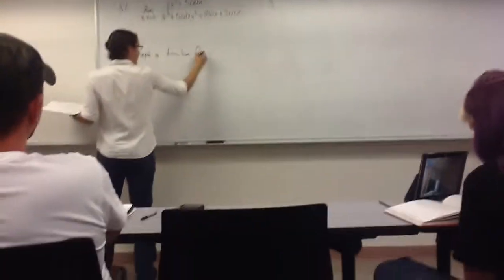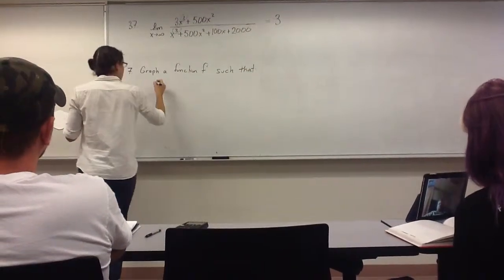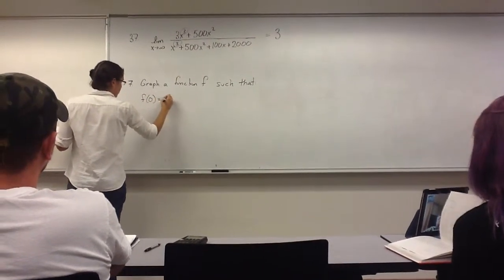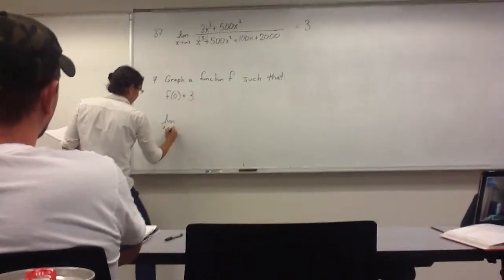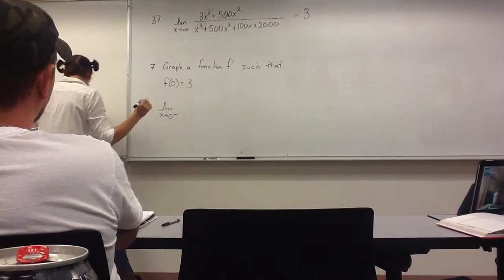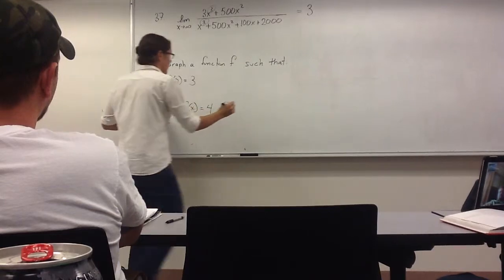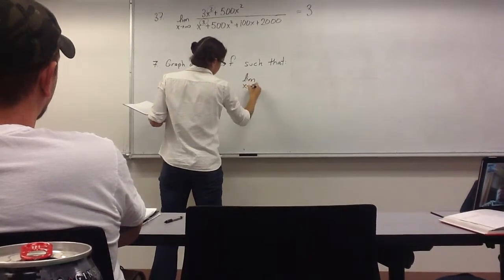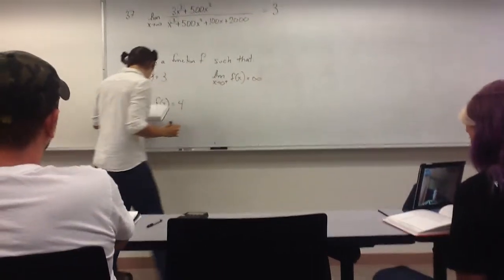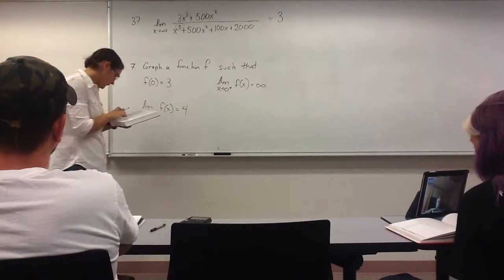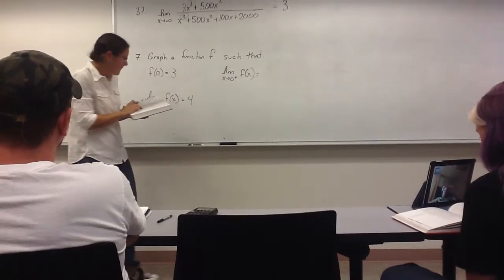function f such that the following requirements are met. f of 0 is equal to 3. The limit as x approaches 0 from the left of f of x is equal to 4. The limit as x approaches 0 from the right of f of x is equal to infinity. Oh, no, sorry, I just jumped lines. Let me erase that. Limit as x approaches 0 of f of x is equal to 2.